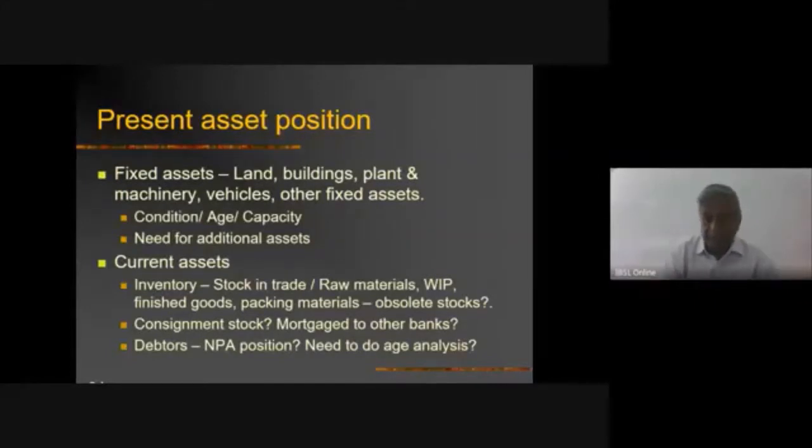Then the current assets: inventory, that is, stocks. Stock in trade is the stock maintained for trading purposes, maybe a rice trader with rice stock, a garments trader, or a textile trader with textile stock. Then raw materials, if it is a manufacturer or industrialist. Then how is the work in process?